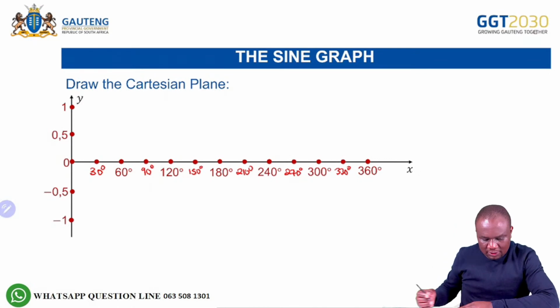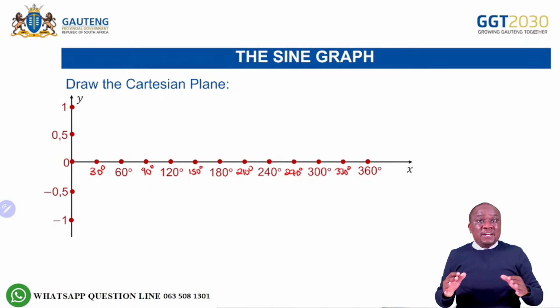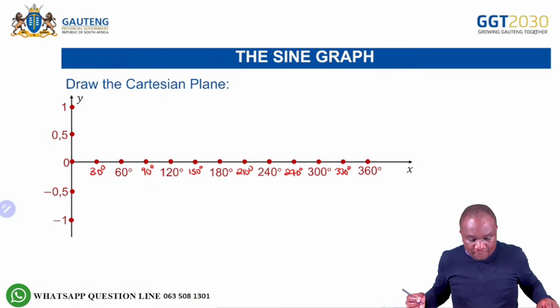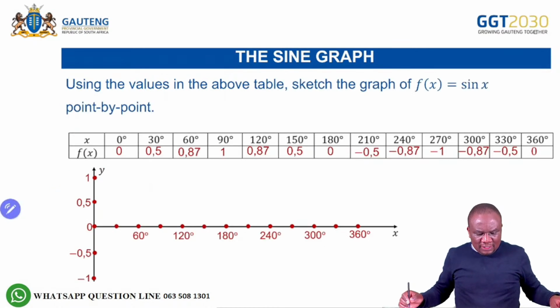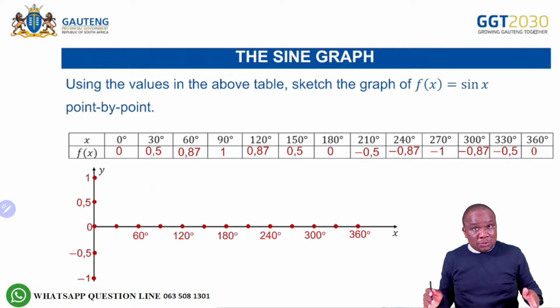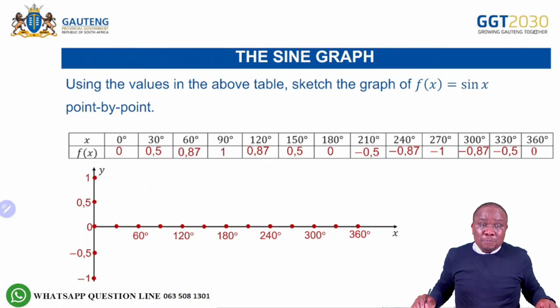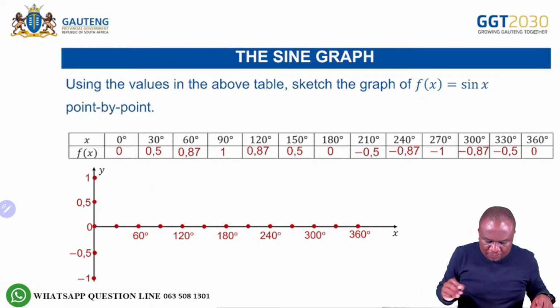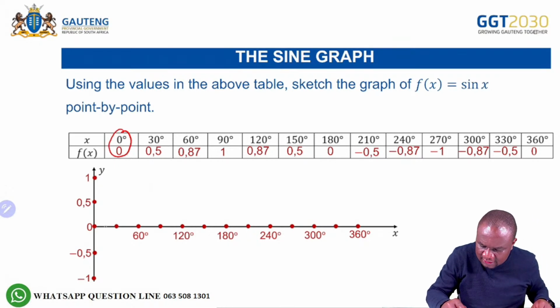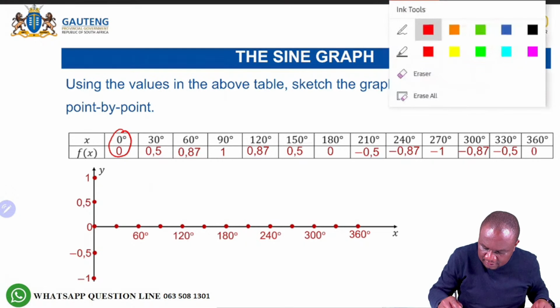Right, welcome back. Now we should all have our Cartesian plane. Let's go to our plotting now. We have our table of values, the correct one that we corrected. So we're going to plot our points. So 0, 0, 0, that's the first point. Let's plot the first point.